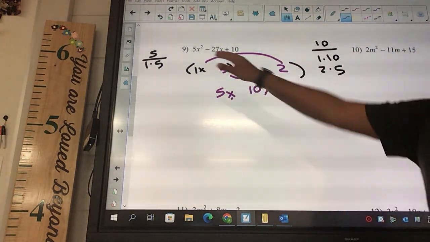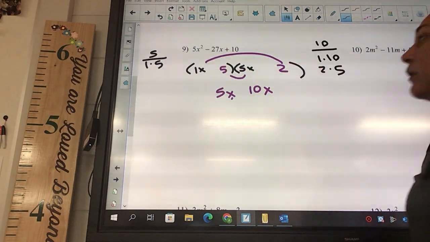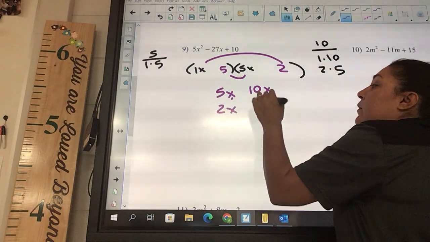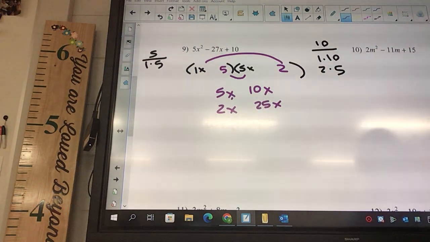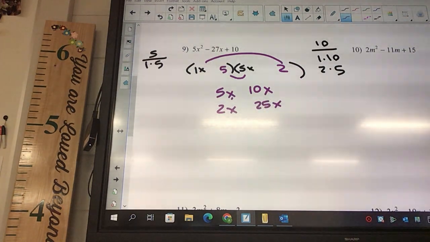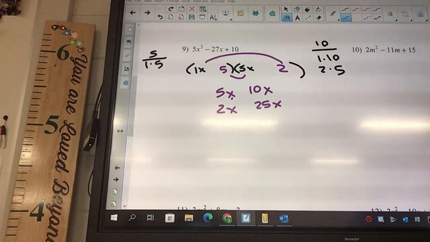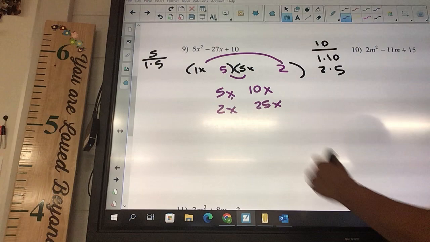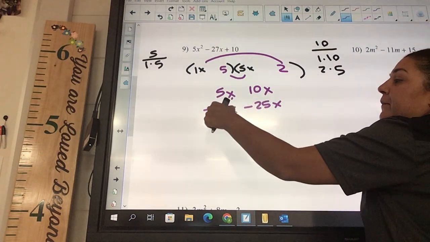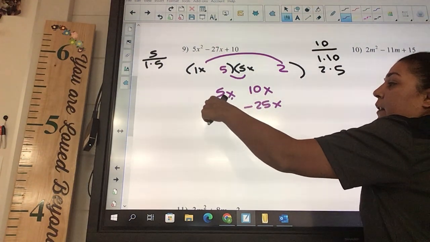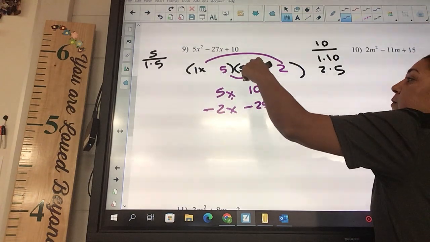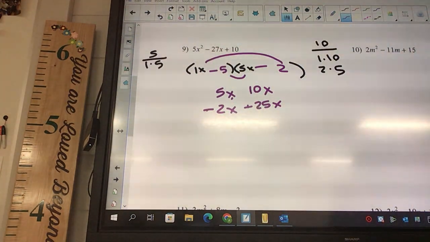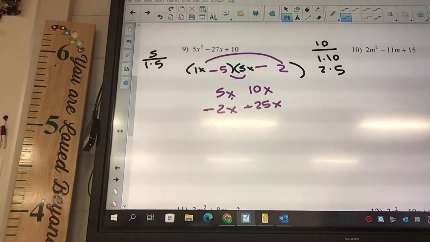Okay. Check the outer. 1 times 2. 2. 5 times 5. 25. Okay. Would a 2 and a 25 ever give me a 27? How? I need a negative 27. They both need to be negative. Okay, and again, if you're confused, look at me. This minus goes on this one. This one goes to this one.